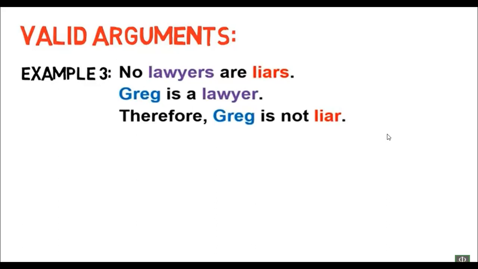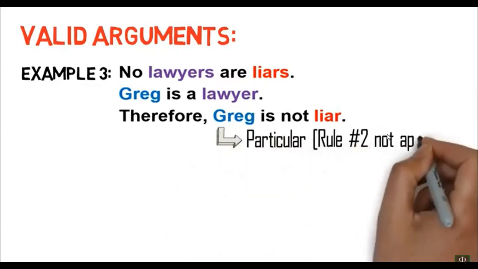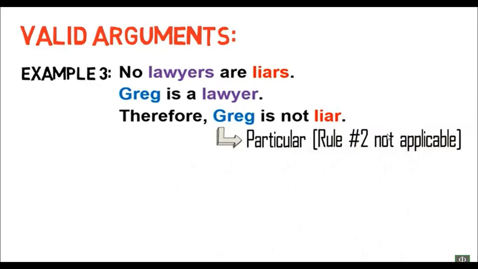This syllogism is valid in the context of rule number 2 of the 8 rules of syllogism because rule number 2 is not violated. As we can see, the minor term Greg in the conclusion is particular. Hence, rule number 2 is not applicable. Of course, if a rule is not applicable, then it cannot be violated. And if no rule or law is violated, then the argument is automatically valid.